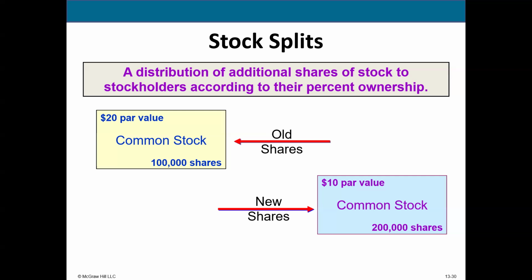So here we have an example on the slide. We started with 100,000 shares at $20 per share par value. They split that into two, which means that we now have 200,000 shares at $10 per share. Right? The total value is the same. It's just we have a greater number of shares.